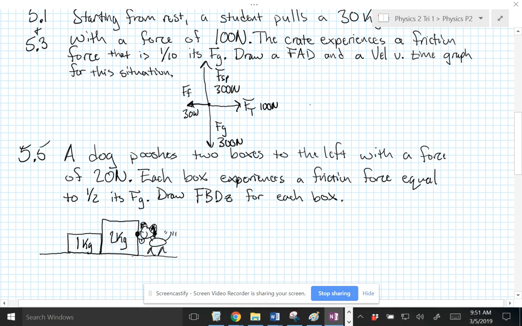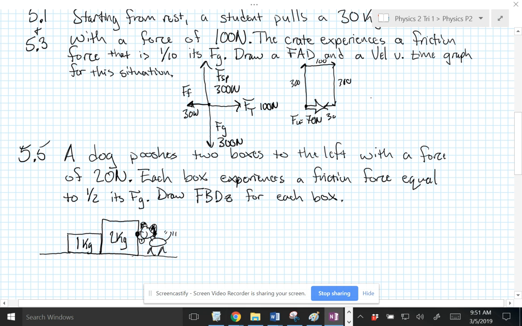So now when I add these all together, I go arrow up, 300. I go arrow to the right, 100. I go arrow down, 300. And I go arrow left, 30. That's going to leave a gap here of 70 newtons. That's the FU.